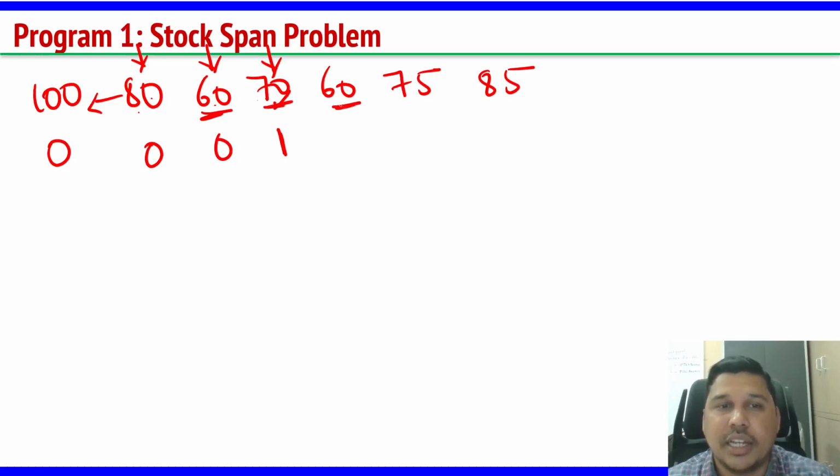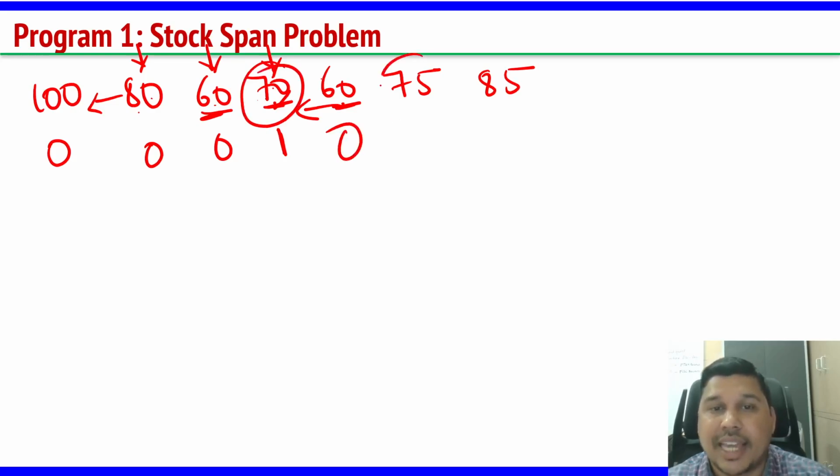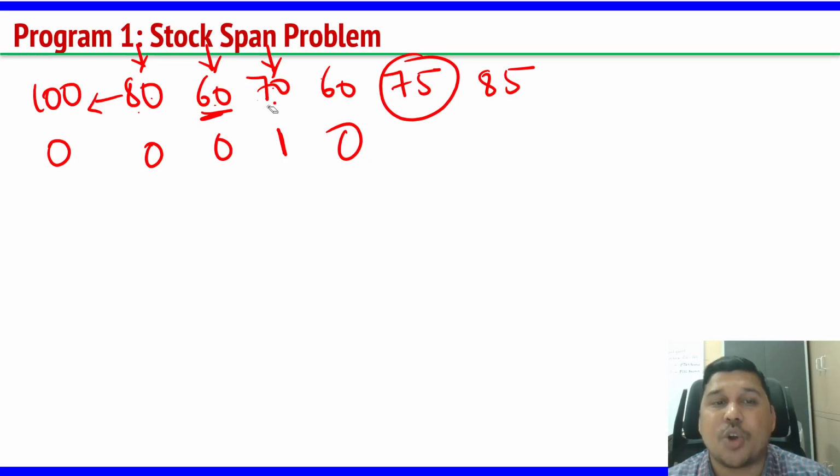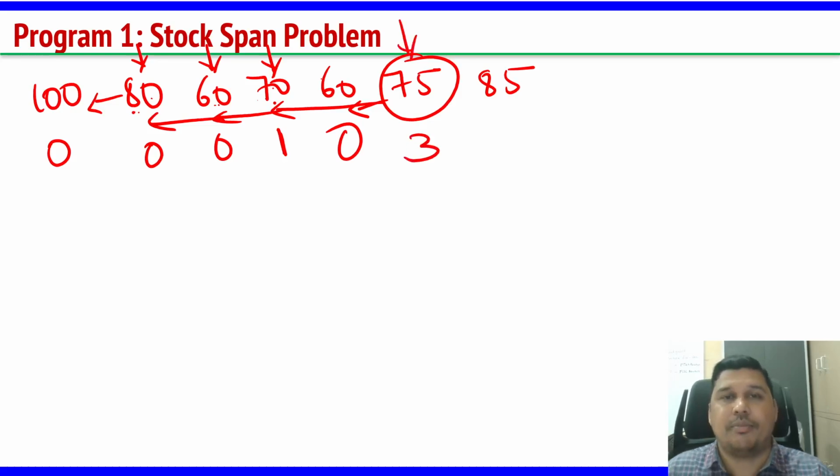Then come to 60. Check back the previous element. What is the span here? Is the previous day's stock value less than 60? No, put 0. Then came 75, day 6. On day 6, you check the previous stock values. Is it less than 75? Yes. Again, 70, less than 75? Yes. Again, 60, less than 75? Yes. Again, we got 80. Is 80 less than 75? No. So consecutively, how many days was the stock value lesser than 75? It was 3 days.